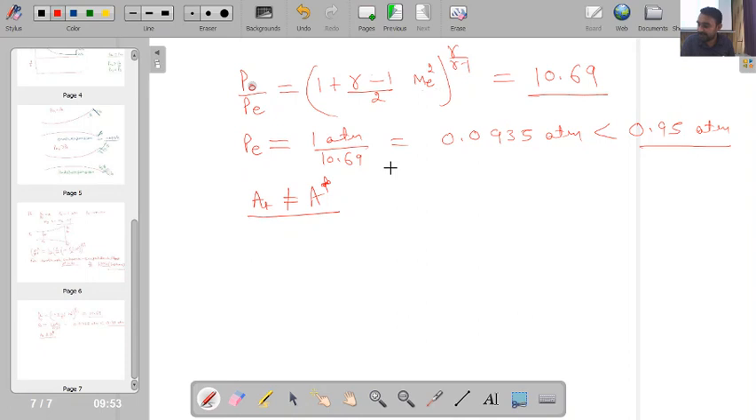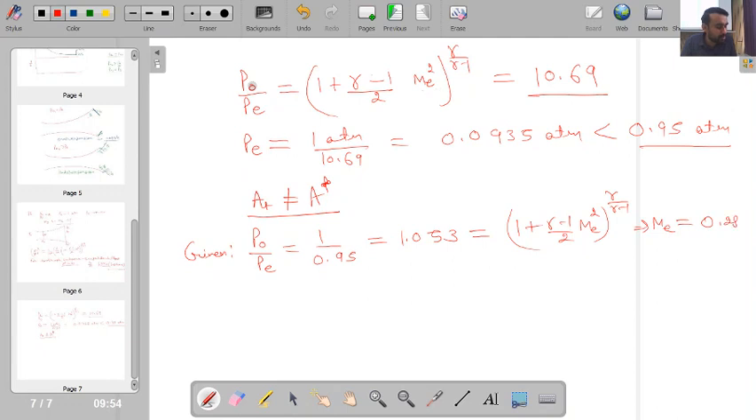So how to find AT? So we are having the given pressure ratio. So if you see over here, the given pressure ratio is P0 by PE, which is 1 by 0.95, and it is 1.053. Is this point clear? Now this pressure ratio I can equate to 1 plus gamma minus 1 by 2 M square, to the power gamma by gamma minus 1. Okay, from here if I calculate the value of Mach number at exit, it comes out to be 0.28.